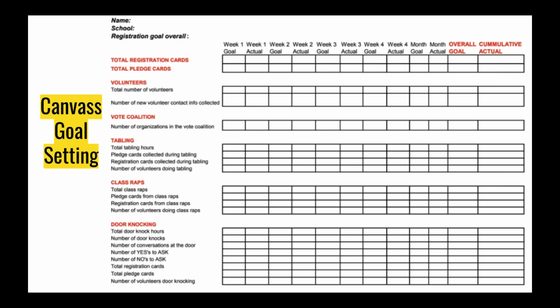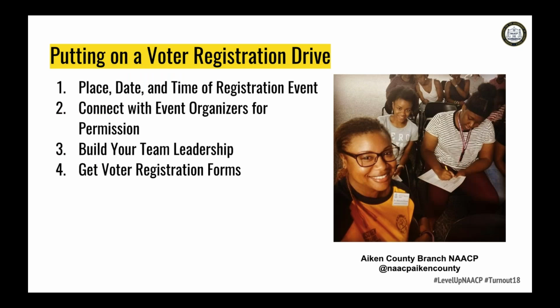So last but not least, I talked about a walk list, but also talked about goal setting, right? Right here on the screen, what you see is a great way to track your goals, right? So thinking about your canvas and the tools you're going to be using: if you're going to be tabling, doing class raps, doing door knocking, registering people to vote, getting people to pledge to vote, how are you tracking these goals that you have set for yourself? Make sure that you know what your people are doing and how many of each they're doing, so that you can really reach your goal and vigorously target and attack what you were trying to do for your voter turnout campaign on your campus or your community center.